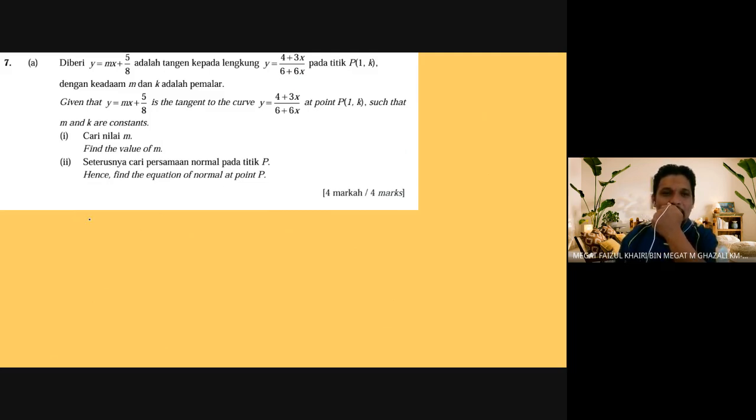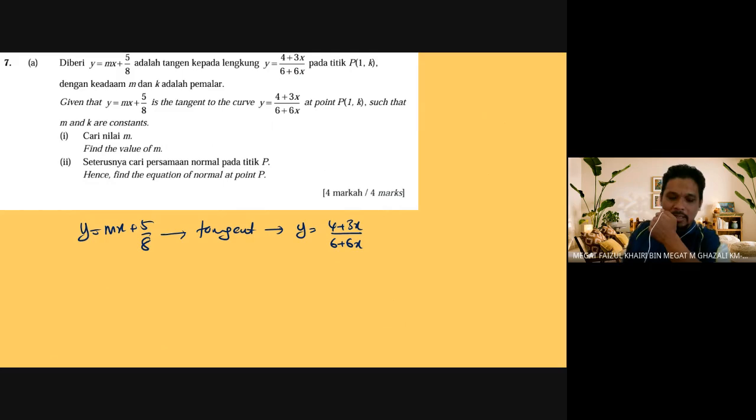Okay, so now given y = mx + 5/8, this is a tangent to the curve y = (4 + 3x)/(6 + 6x).